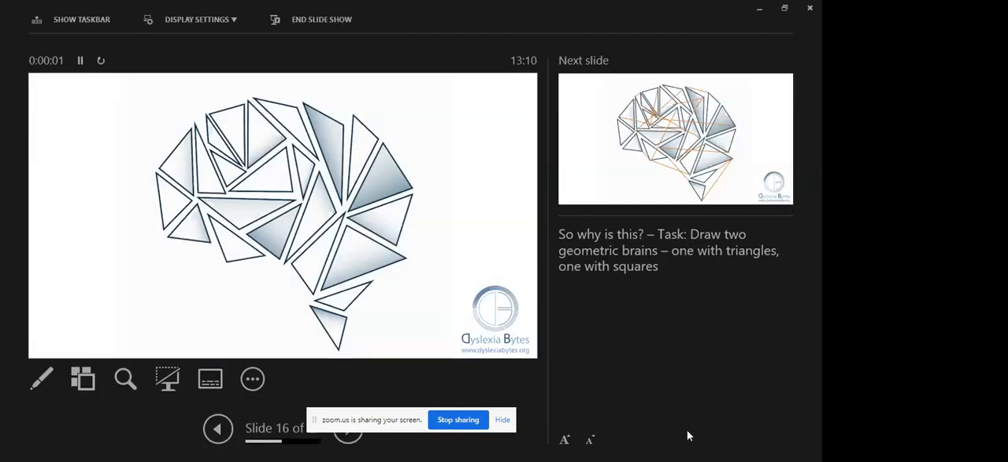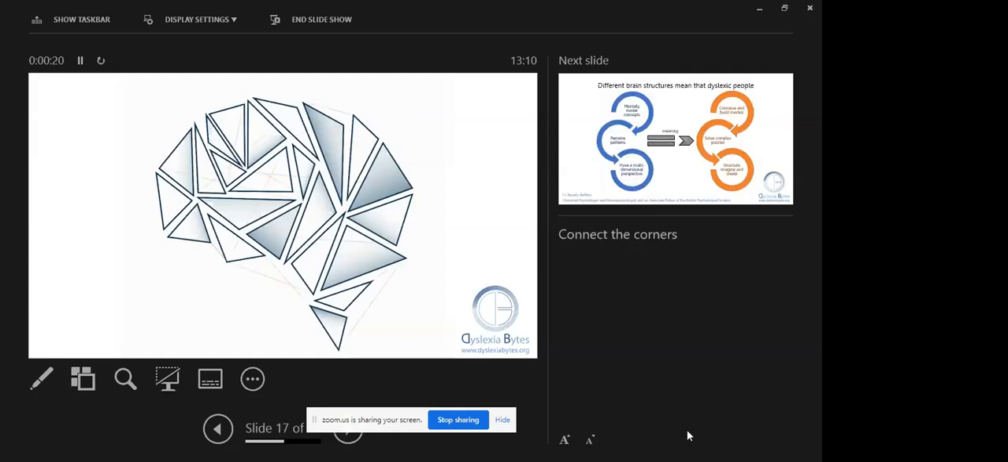So now you've drawn your brains. What I'd like you to do is join the corners of these brains together. So within each brain, join the corners of the geometric shapes together. You join the corners of the triangles to other triangles. On the other brain, join the corners of the squares to other squares. A little bit like I've done here. Okay?